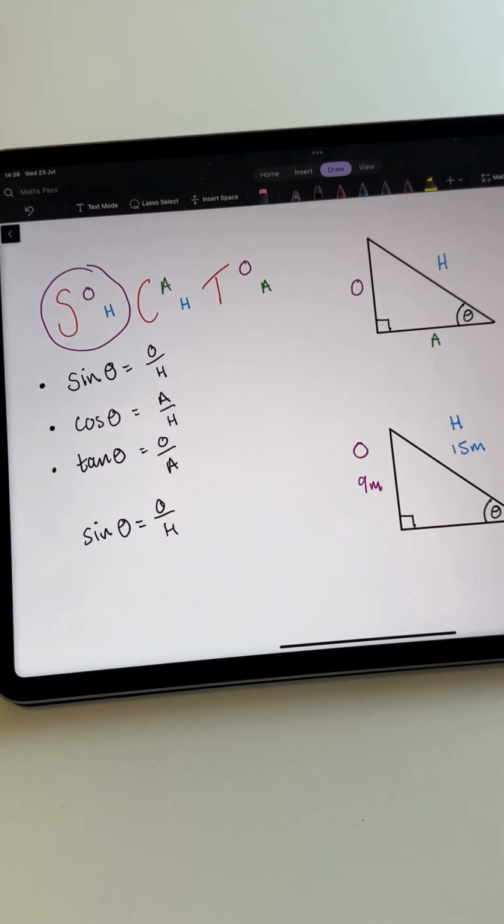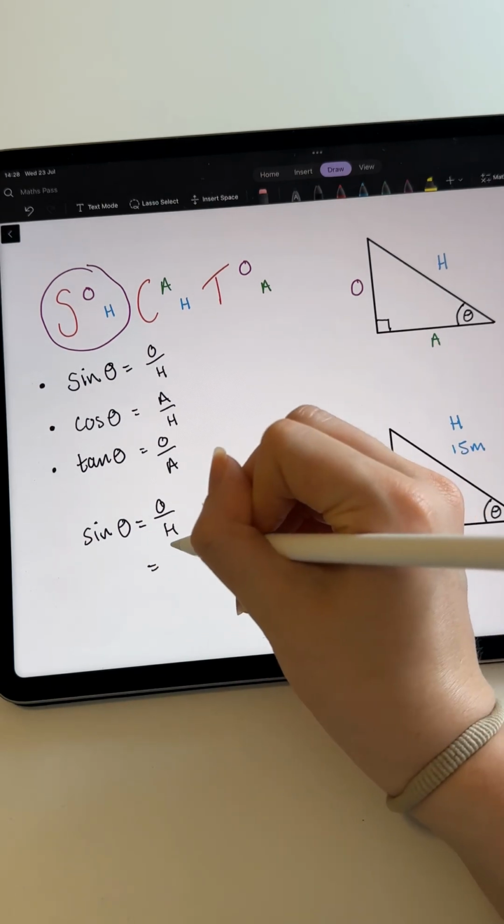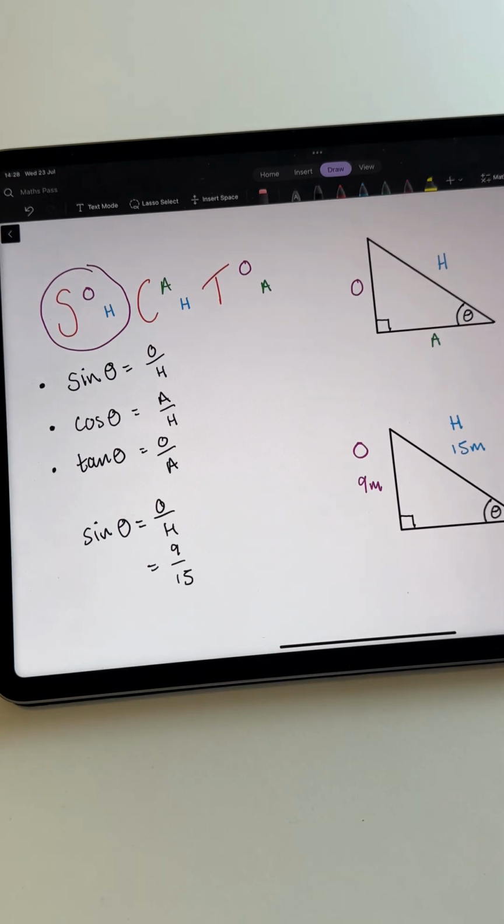Okay. Now what we want to do for our next step is to just sub in the numbers that we know. We know our opposite is just 9 metres and we know our hypotenuse is just 15 metres. So we actually have that sine theta is equal to 9 over 15. Our next step is to get theta on its own.